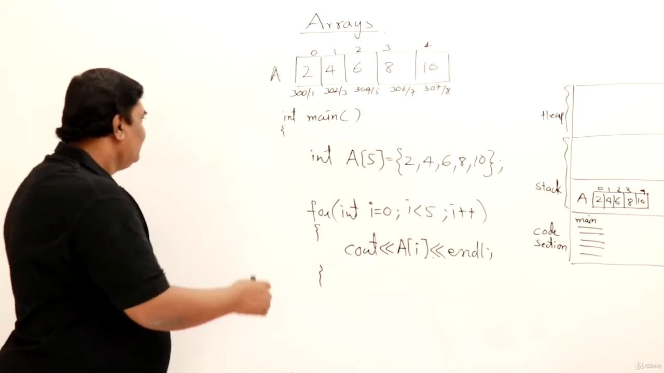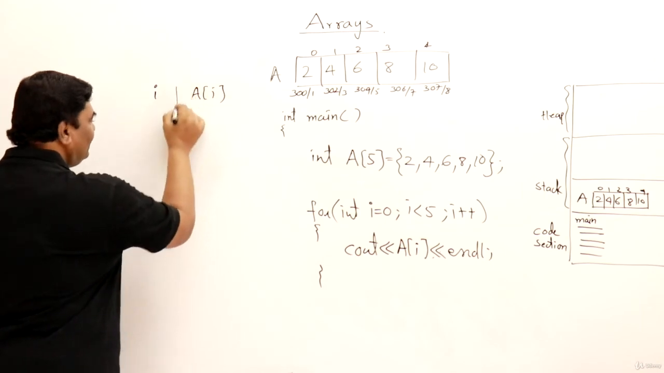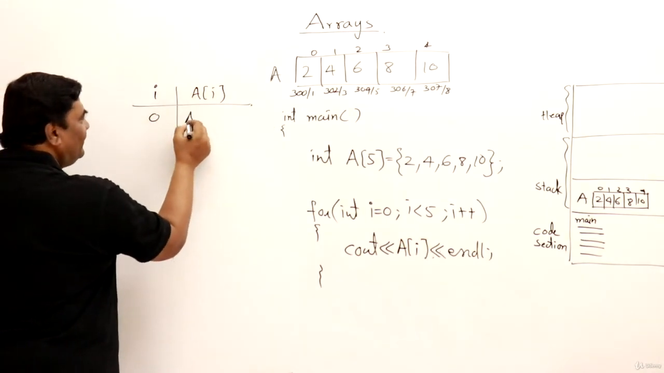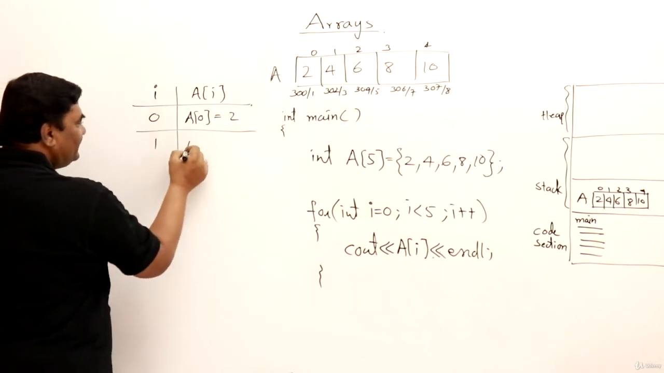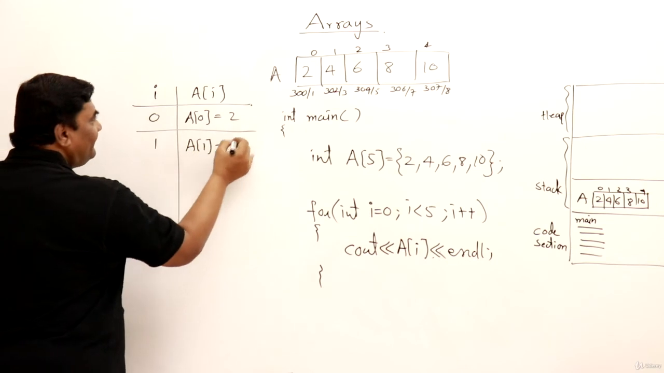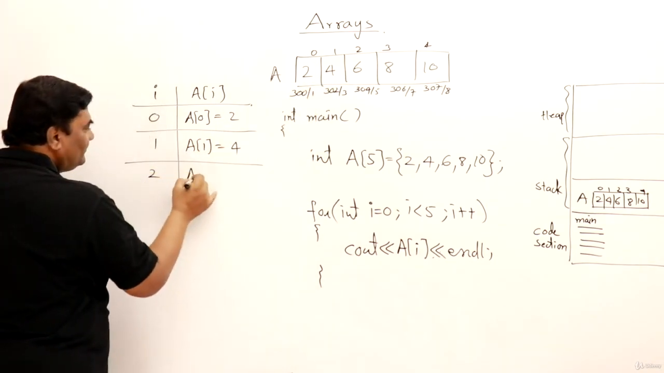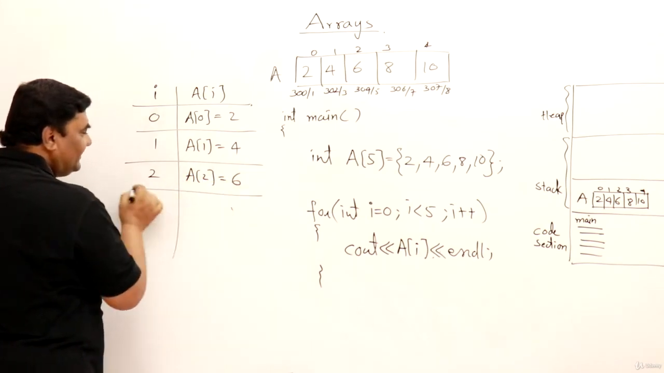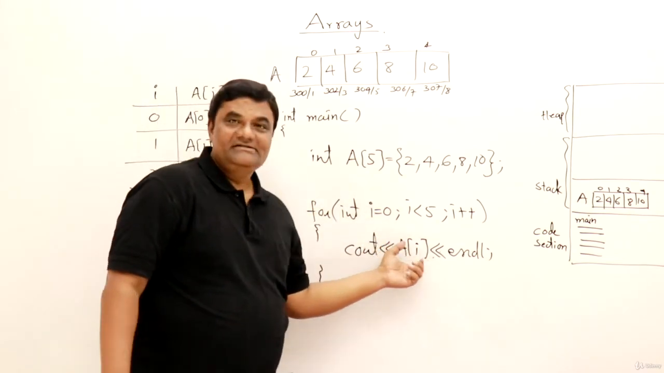I'll show you here. See, here I will take i, and this is a of i. Initially, i is 0. So what is a of 0? A of 0 is 2. The next time i is 1, so this is a of 1. A of 1 is what? 4. Value 4, this one. Then i will be 2, so a of 2. A of 2 is what? 6. So like that, it can access all the elements. So this is how the elements are displayed.